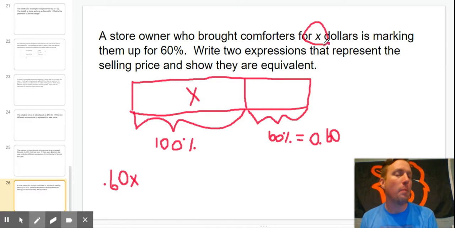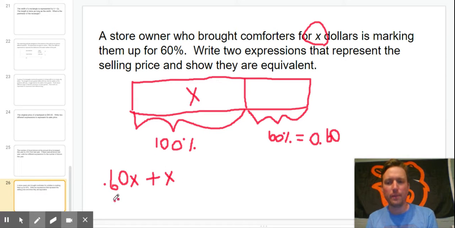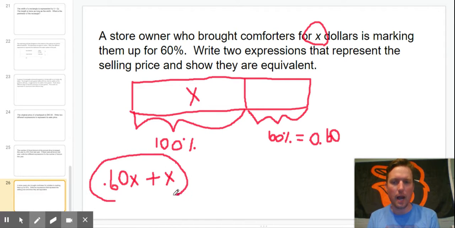that X. But what we're really trying to find is a 60% increase. So we're going to take 60% of X and add it to X, which is the 100%, which he originally purchased the comforters, those nice warm blankets, for. So this would be an expression: 60 hundredths times X plus X.